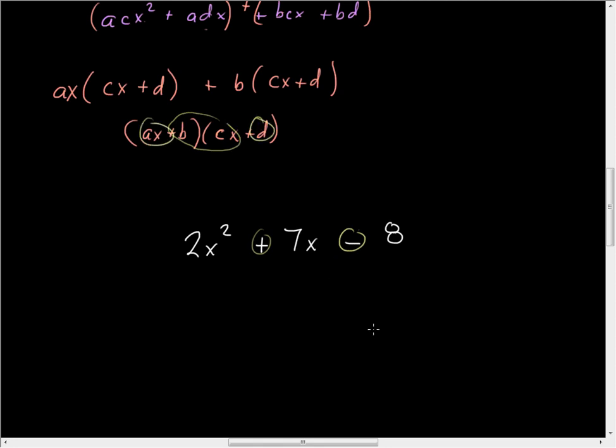So the way to start this is I multiply the first and last terms. Okay, and that's going to give me 16. I factor 16 down. 2 and 8. 4 and 4. I screwed that up again.